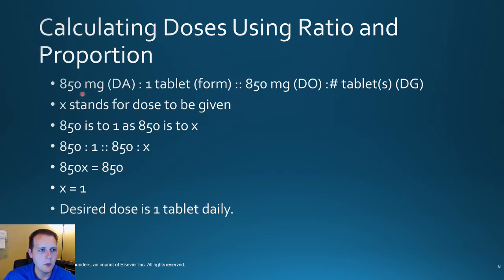By setting up the ratios here, we're going to have 850 milligrams as our dosage available in one tablet, which is the DF, to 850 milligrams of our dose ordered to the number of tablets we're going to be giving here. X stands for that dose to be given. So when you rearrange it, 850 is to 1 as 850 is to X, or 850x equals 850. Divide both sides by 850, and you have x equals 1. So the desired dose, the dose to be given, DG, is 1 tablet daily.